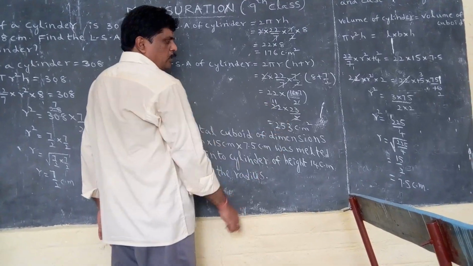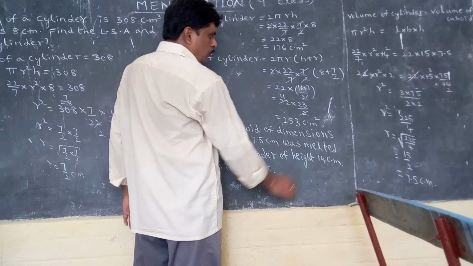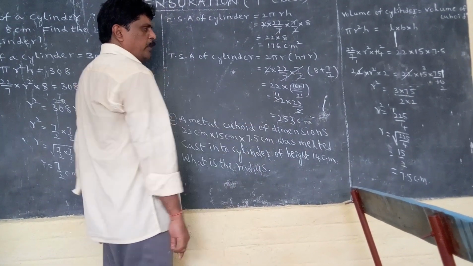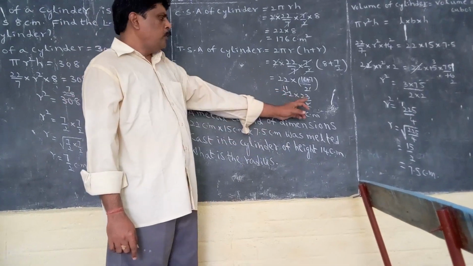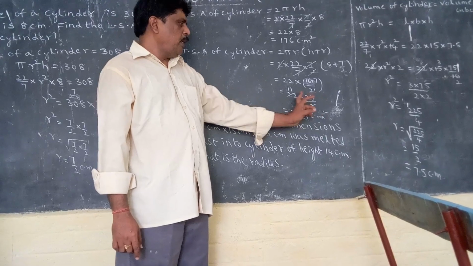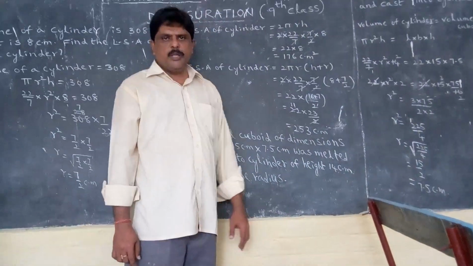Here I cancel both the numbers 22 and 2 in the 2 table. So here 2 1s are 2 and 2 1s are 2 and 2 11s are 22. So 11 into 23, that is equal to 11 3s are 33, 3 remaining, 11 2s are 22 plus 3, 25. So we get the answer 250 centimeters square.